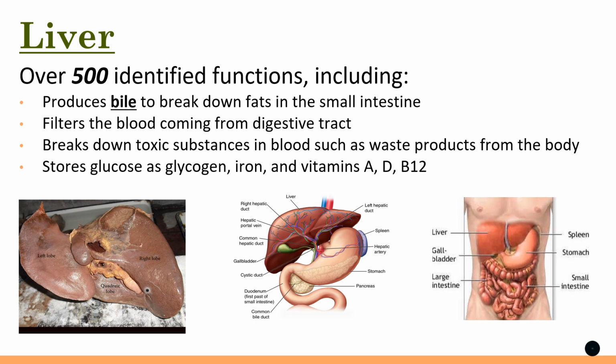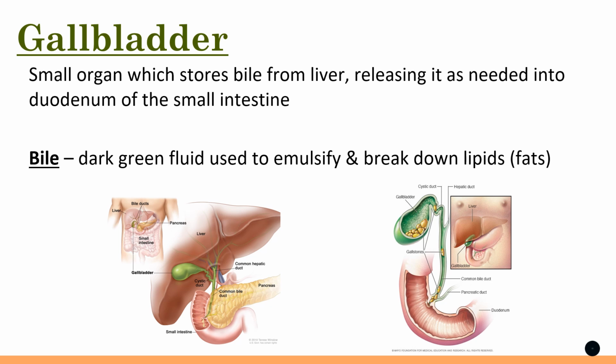It filters the blood coming from the digestive tract before it goes back to the rest of the body. It breaks down toxic substances in blood, like waste products from the body, and it stores glucose as glycogen. It also stores iron and vitamins A, D, and B12. So liver health is incredibly important.